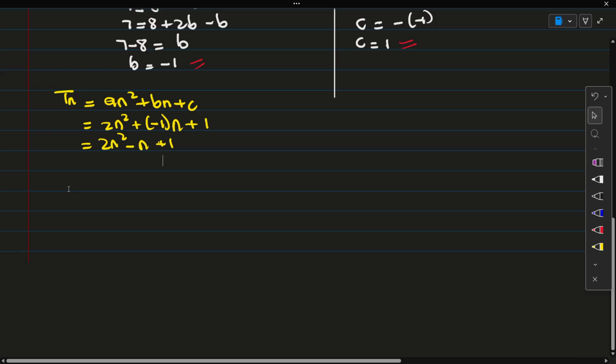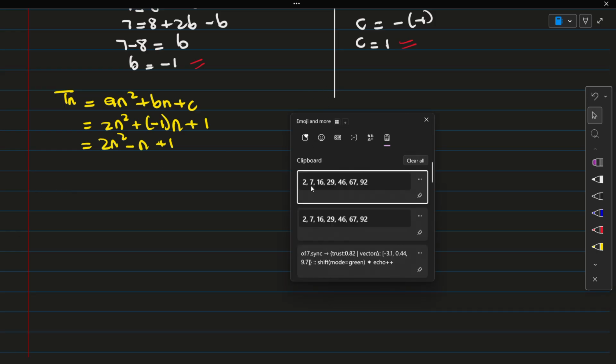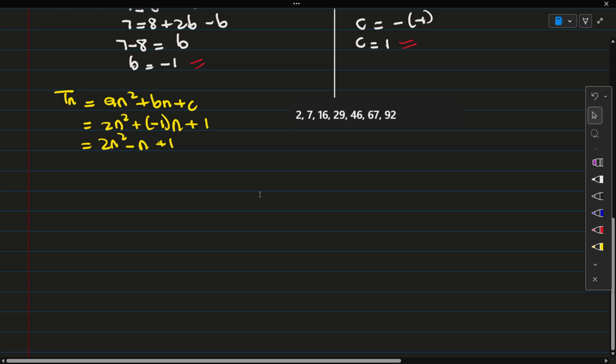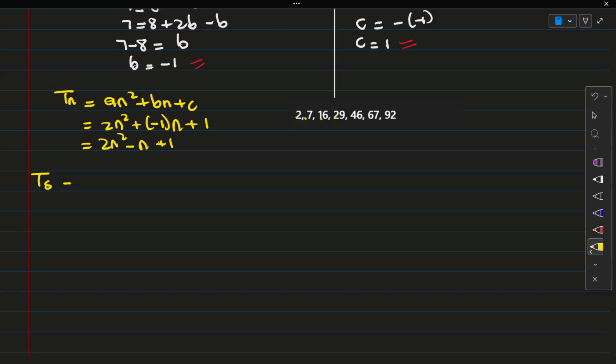So to be able to prove it, we're just going to copy this. Okay, I can just take it from here. We're just going to put our main pattern here. So we're going to check for term 1, 2, 3, 4, 5. We're going to check for term 5. We're going to say T5 is equal to 2 times 5 squared minus 5 plus 1. Right. Where you see n, you're going to substitute 5. So it's going to be 2 multiplied by 25, because 5 squared is 25, minus 5 plus 1.